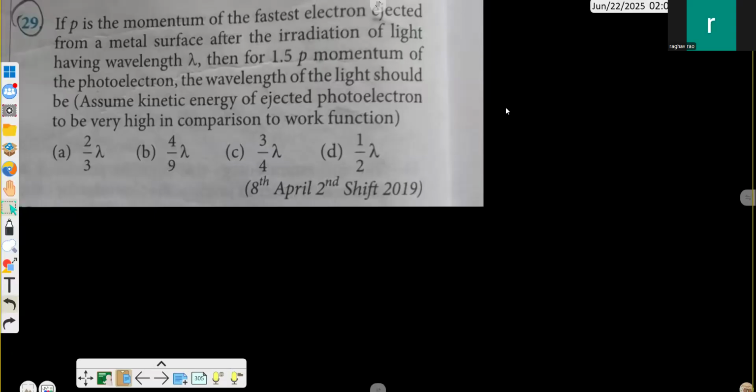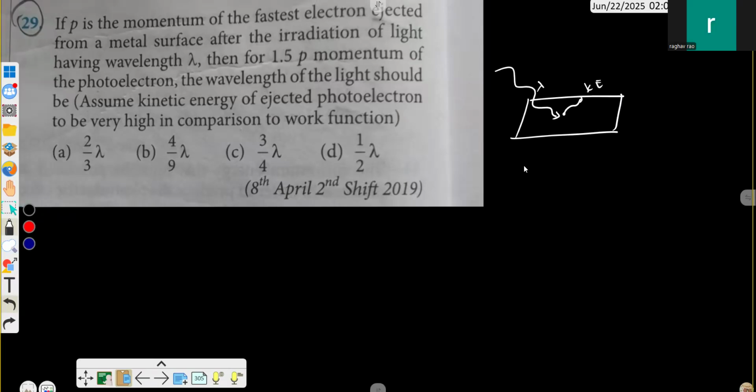Let's see this question. If P is the momentum of the fastest electron ejected from a metal surface after the irradiation of light. So let us suppose there is a photographic plate. On this, light with photons of a certain wavelength lambda is incident. The electron will be coming out with certain kinetic energy.